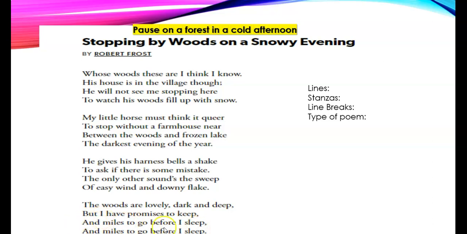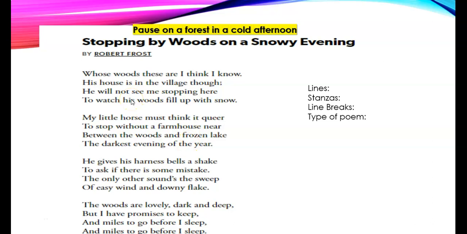That he has miles to go before he sleeps, right? Can he stop? No, right? He loves the woods. Look what he says. The woods are lovely, dark and deep, but I have promises to keep. That means that he is determined to keep going, and miles to go before I sleep. So is he very close to his destination? Absolutely not, right? Look what it says. And miles to go before I sleep, and miles to go before I sleep. That means he still has a long way to get to his destination.